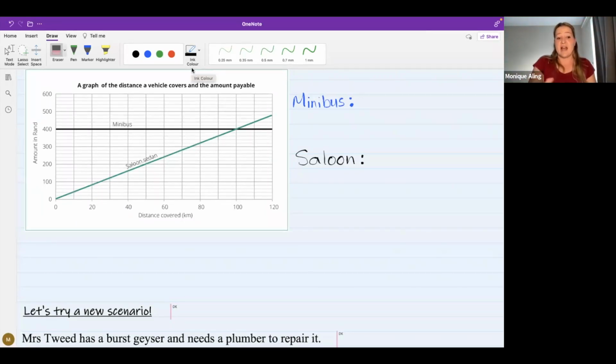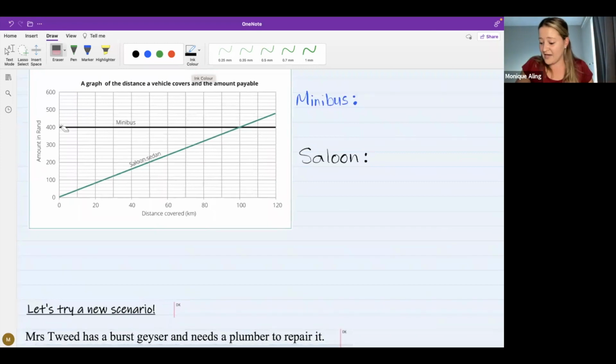So as you can see, if you don't travel anywhere, sorry, let me just get my pen. If you don't travel anywhere, so that's at 0 kilometers, you are still paying 400 Rand. You've got the minibus. If you don't use it, you still pay 400 Rand. If you travel 120 kilometers, you still pay 400 Rand. So that's why the equation or formula is not that complicated, because it's just 400 Rand.